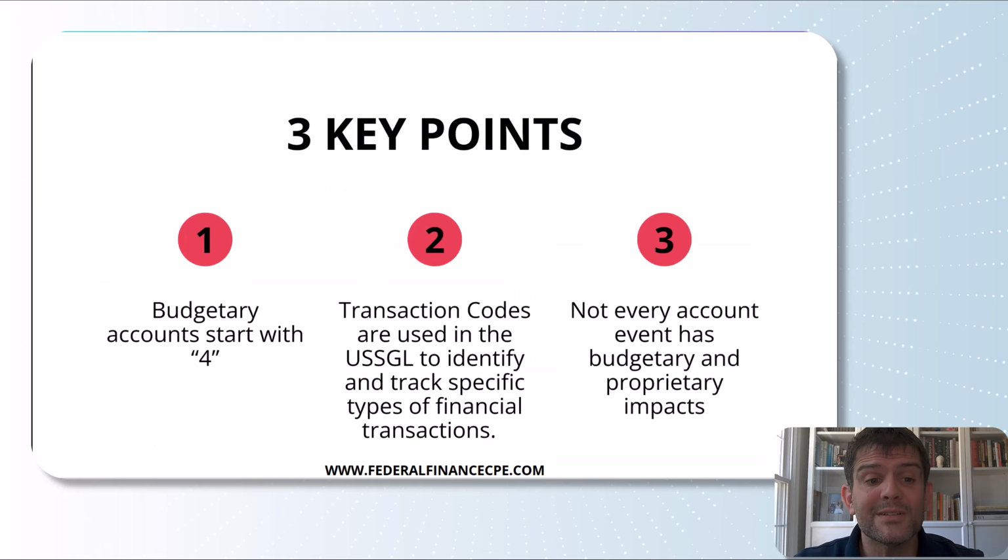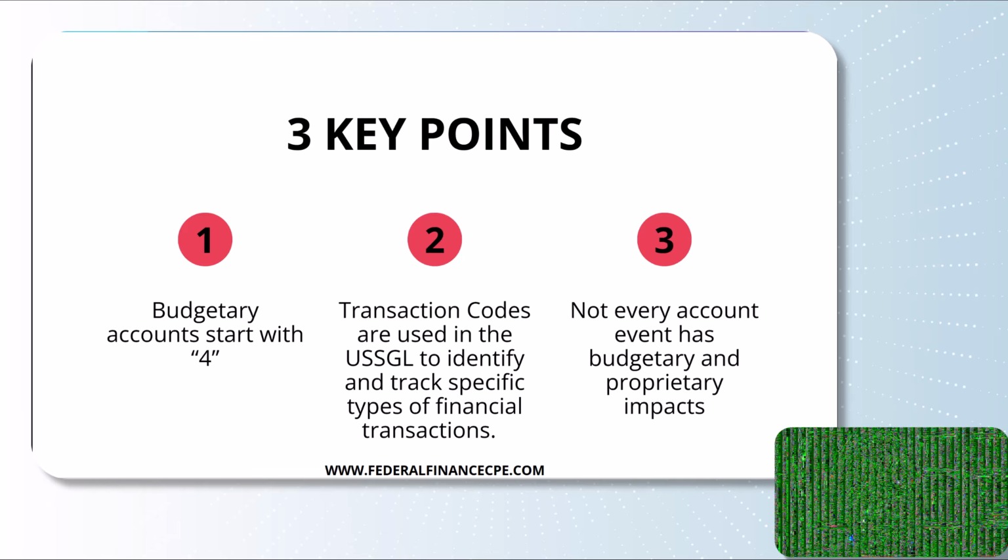Now I know that was a lot, but here are some key points for that. Transactions right there, budgetary accounts, they all start with 4. You notice that, right? Next is transaction codes. They're going to be so useful for you. They're going to help you identify which USSGLs are going to be used for specific transactions, such as recording payroll, receiving goods or services, buying a building, all of that.